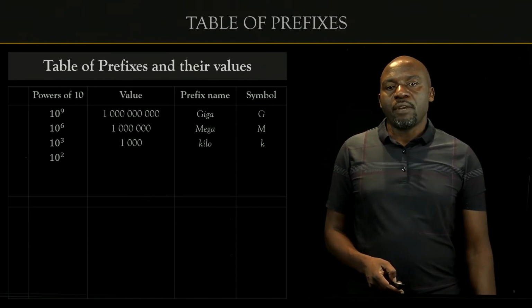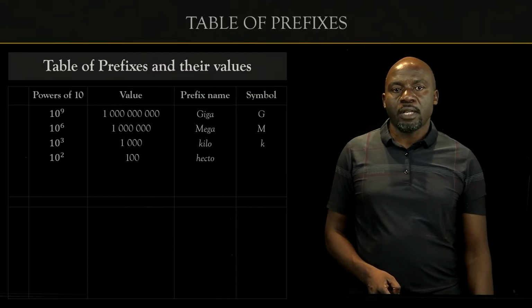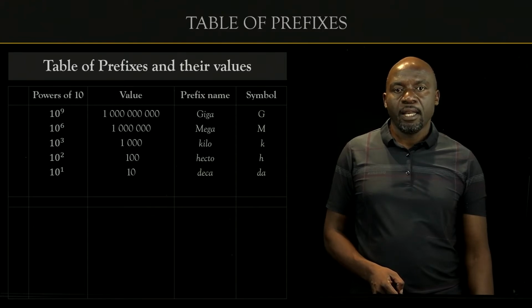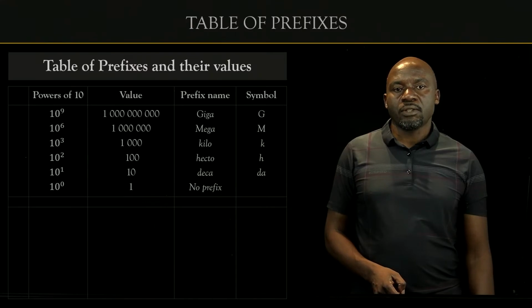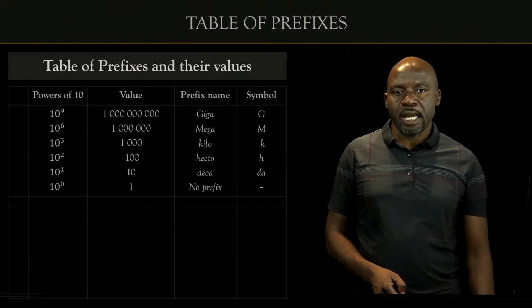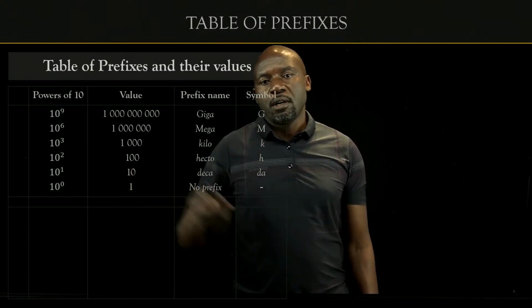Okay? Then we have 10 to the power of 2, which is 100, is called hecto, and we use lowercase h. Then we have 10 power 1, which is the same as 10, means deca, lowercase d and a. And 10 to the power of 0, which means 1, does not have any prefix. So we will leave that out. Okay, so these are positive powers of 10.